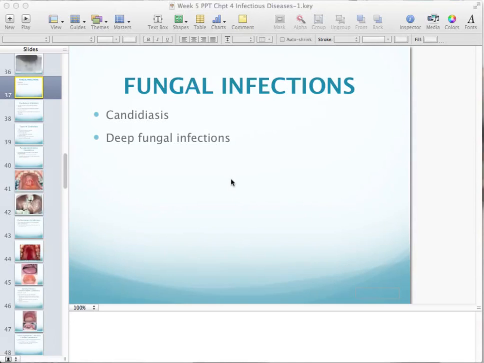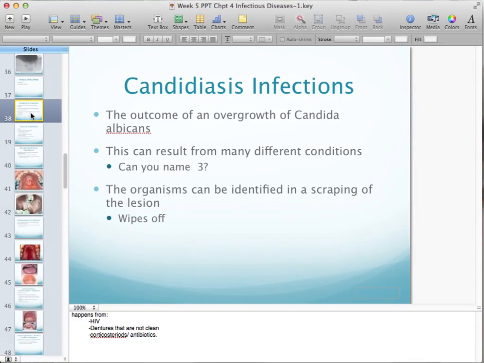Infections, and now we're going to talk about fungal infections. The only difference is bacterial infections are caused by bacteria and fungal infections are caused by fungus. So, the fungal infections of the mouth that we want to focus on are candida or candidiasis and deep fungal infections. So, different types of candida.